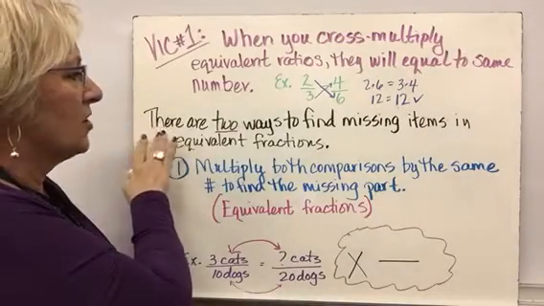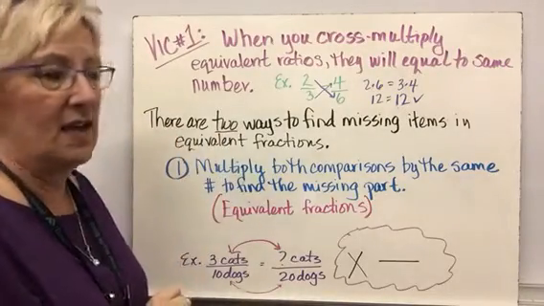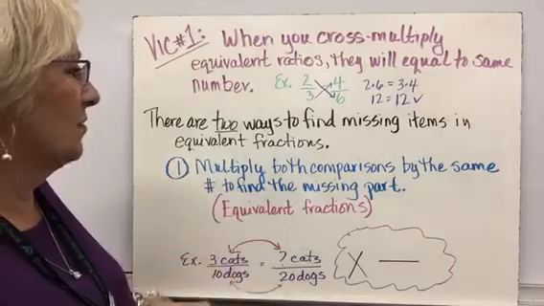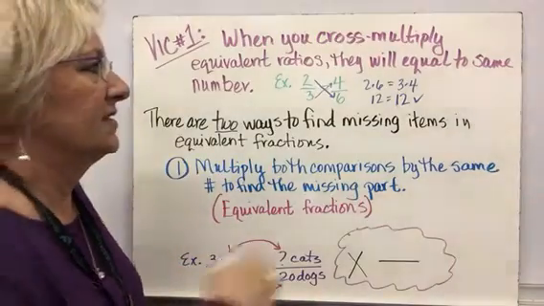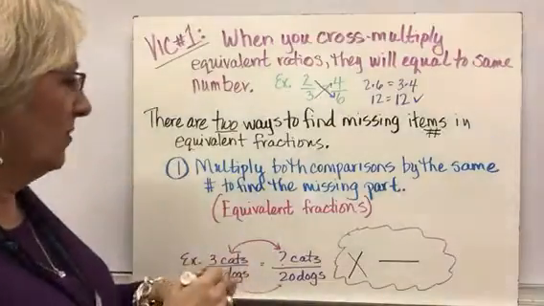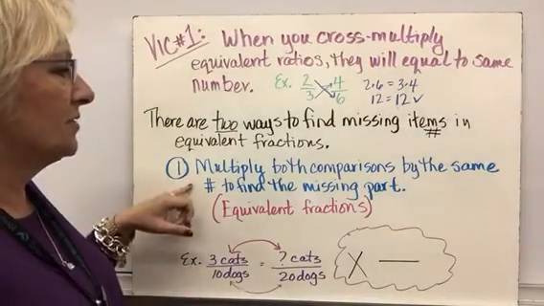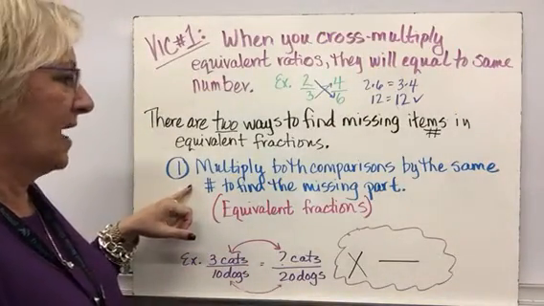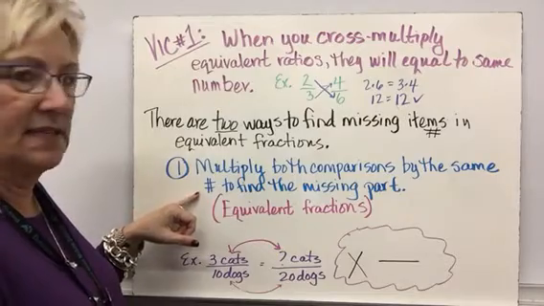There are 2 ways to find missing items or missing numbers in equivalent fractions. You can put missing items or missing numbers depending on what we're looking for. One is to multiply both comparisons by the same number to find the missing part.